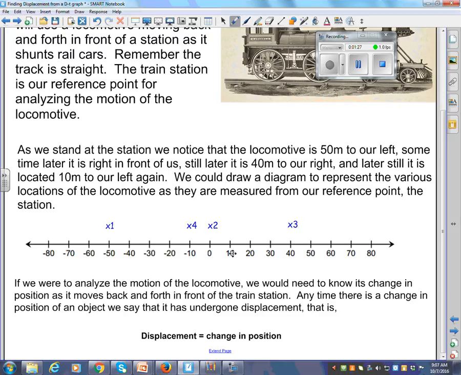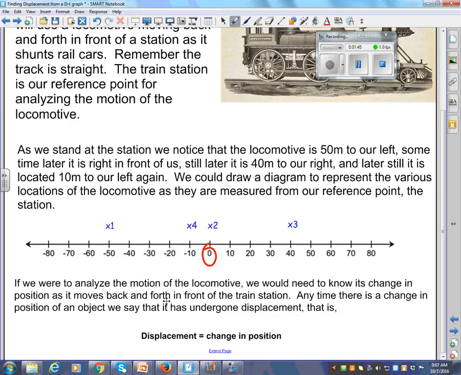So here's zero, here's the station, right there. I'll just circle it to highlight it. Position one is at minus 50, so it's 50 meters to the left. Then it moves forward to zero, then it moves forward to plus 40, and then it goes backwards to minus 10. Just random, arbitrary motions.